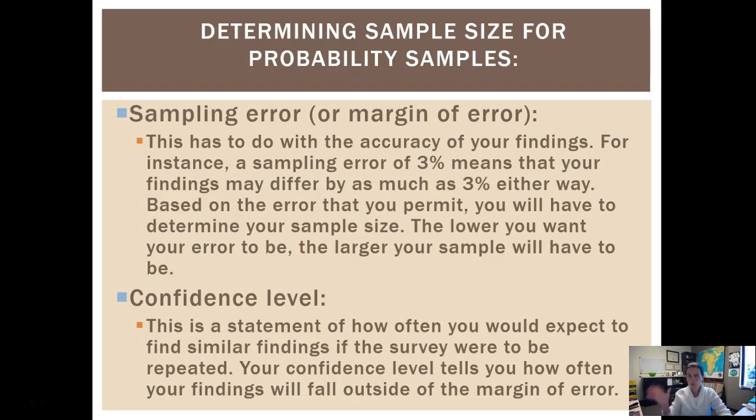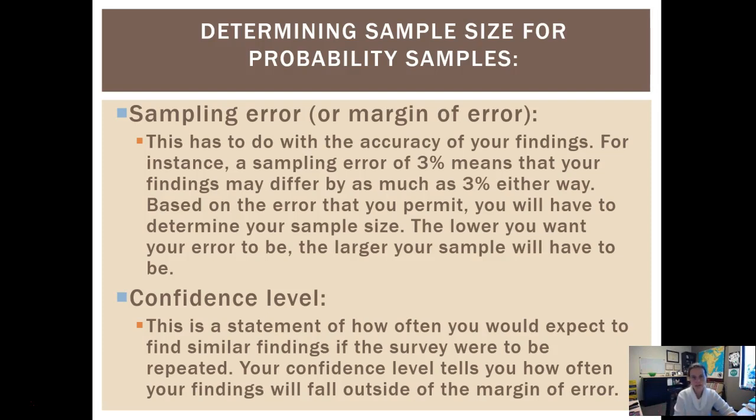Again, this is only when we're using probability sampling. You do not have to worry about this with non-probability sampling. But with probability sampling, we look at sampling error and we look at confidence level. I'm going to go through these 2 definitions first, but then I'm going to give you an example that hopefully will drive the point home.